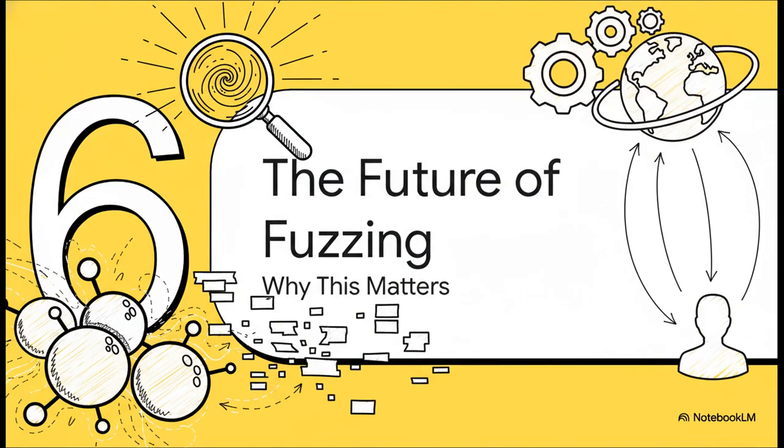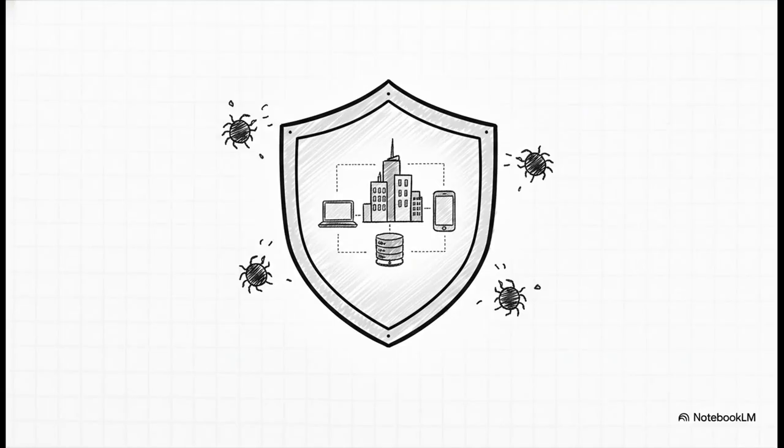Okay, let's just step back for a moment and look at the big picture. Because this isn't just some clever academic exercise, this has real-world implications for every single one of us. The takeaway here is really simple. More efficient bug hunting means developers can find and fix flaws way faster, and that leads to more stable, more reliable, and most importantly, much more secure software for everyone. It means a safer digital world built on code that's been more rigorously tested by smarter tools.